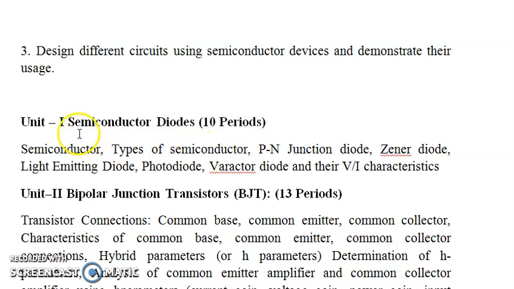Here, semiconductor diode. First of all, we see what is the meaning of diode. Di stands for two, and ode stands for electrodes. Diode is a passive component which has two electrodes.